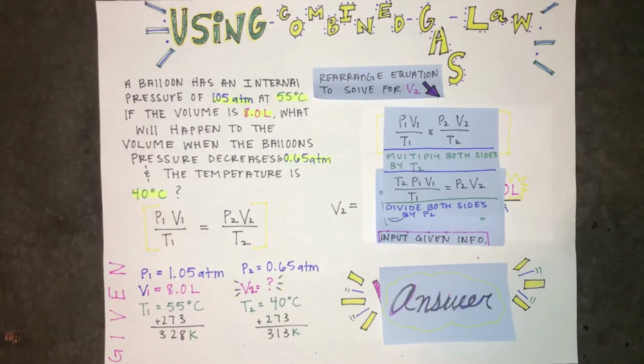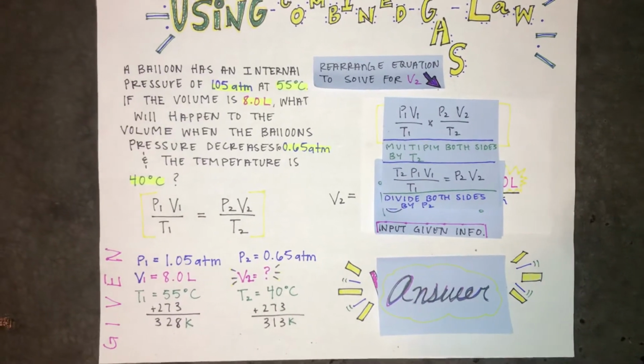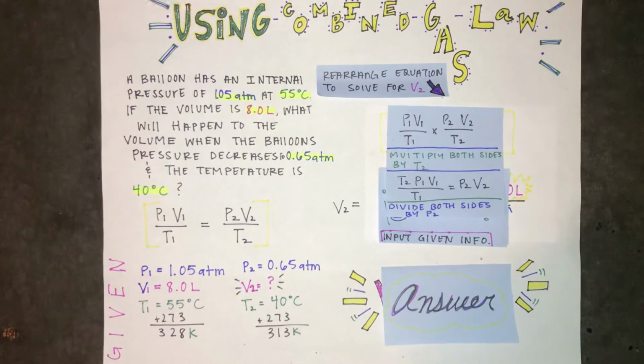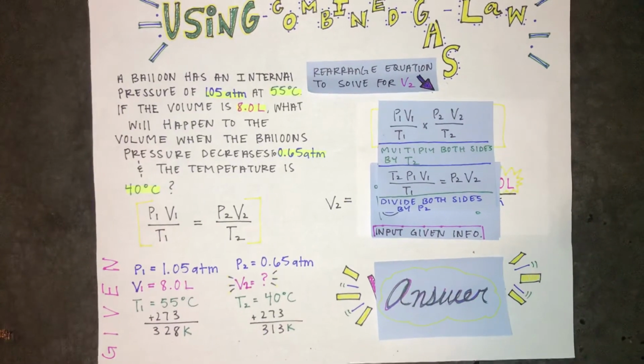Now in order to use the combined gas law, we must convert our temperature from Celsius to kelvins, and in order to do so we add 273. Which gives us 328 kelvins for our initial temperature and 313 kelvins for our final temperature.